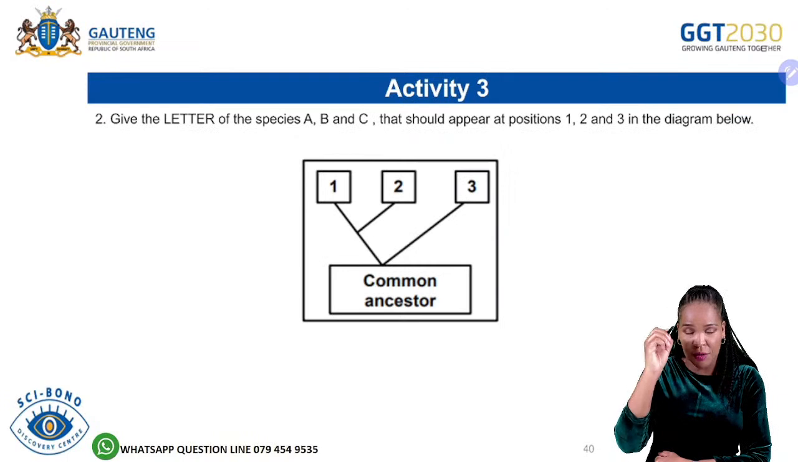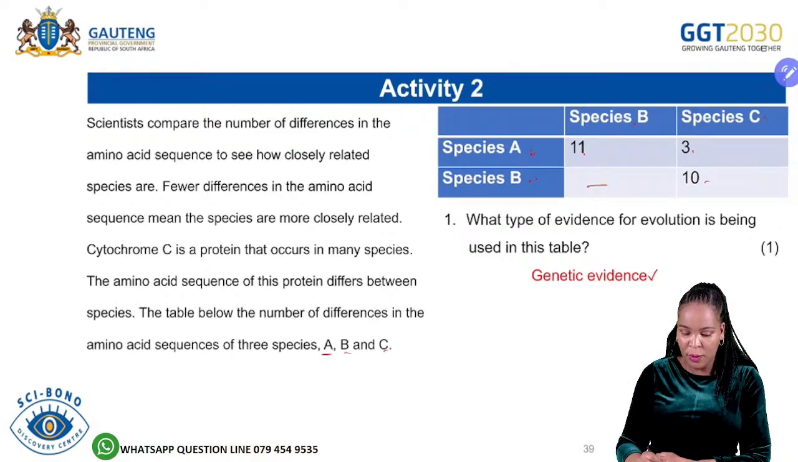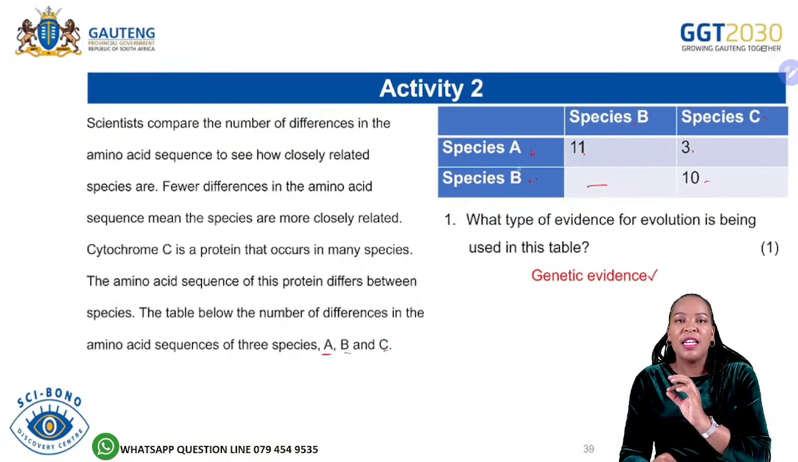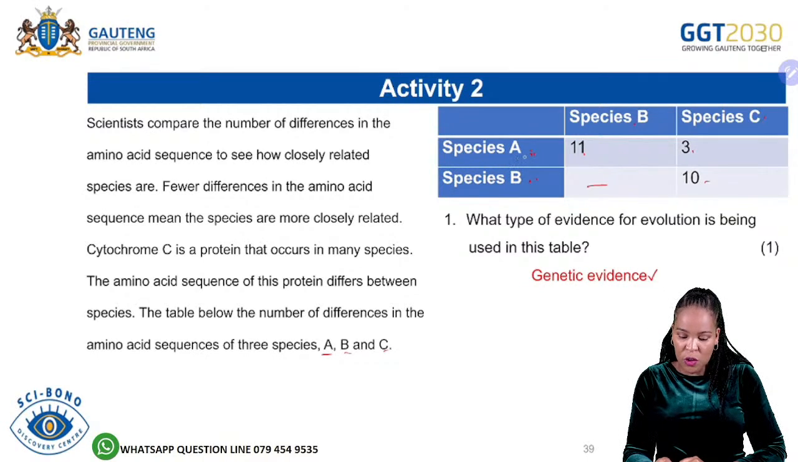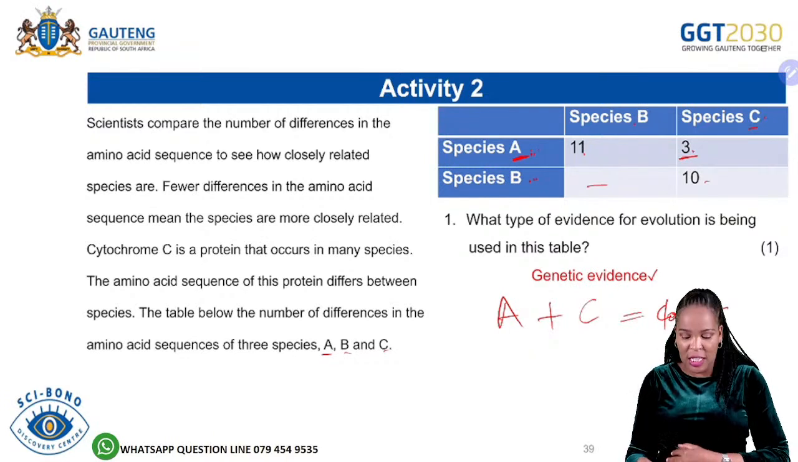Right. Bearing that information in mind, give the letter of the species A, B, and C that should appear at position 1, 2, and 3 in the diagram below. So we're going to go back. Look, which species have the least amount of differences? So you have your species A as compared to species C. The number of differences there was 3. That gives us what information? That species A and species C are more closely related than species A to B or species B to C. So let us now try to represent that in a phylogenetic tree below.